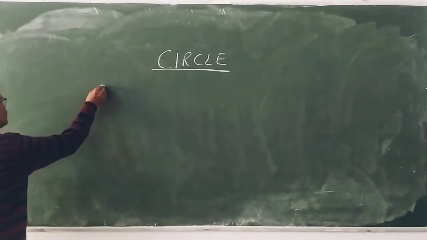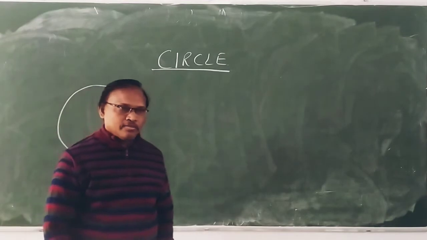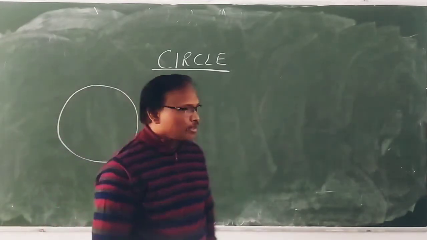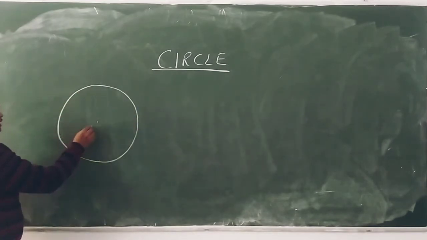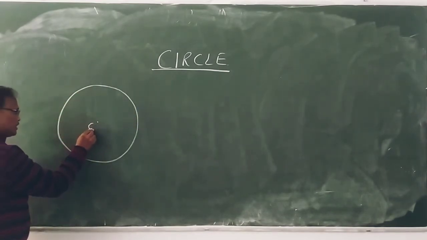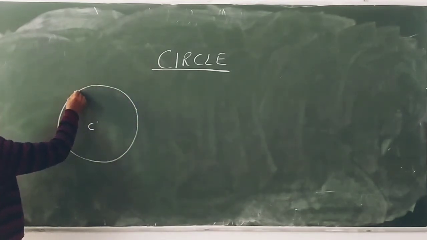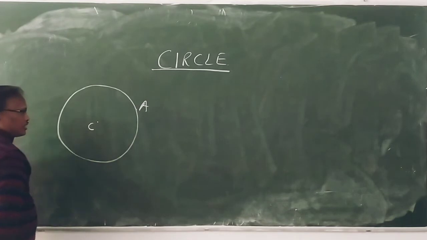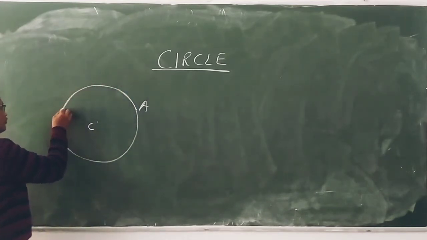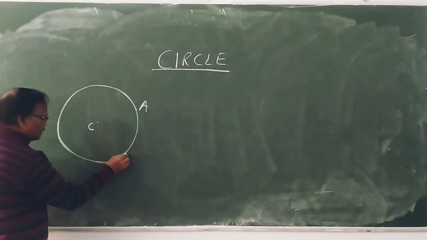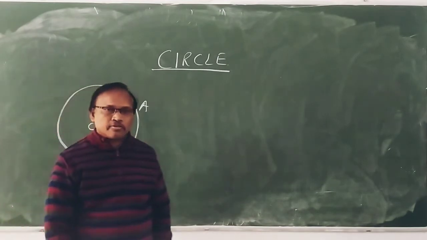Circle, like this. This is a two-dimensional figure. In this circle, inside there is a center, that is C. And on the circle, this is called the circumference. If we take a point on the circle and measure this length from this point, you can say R. So this is called the circumference of the circle.